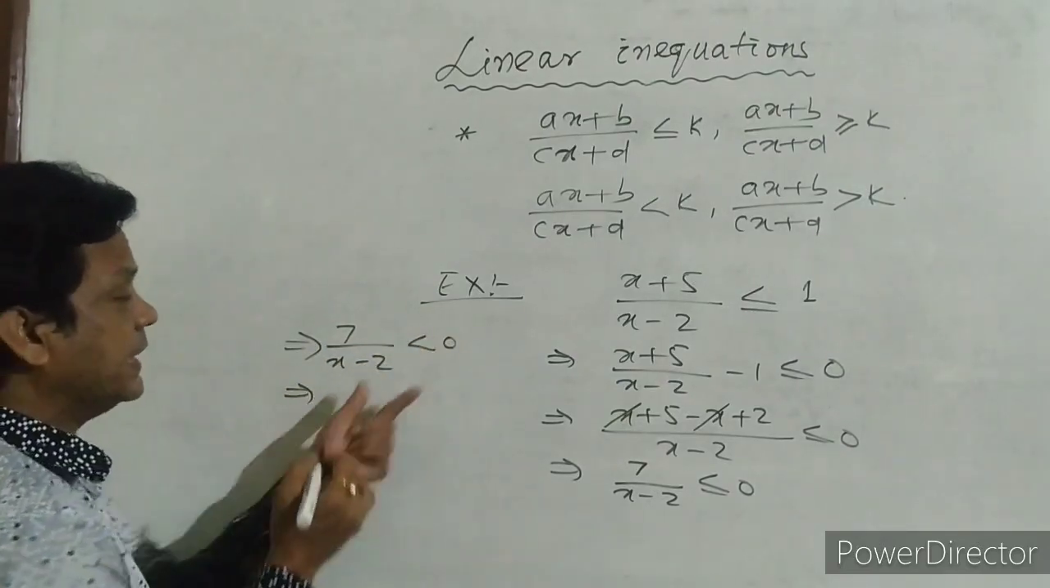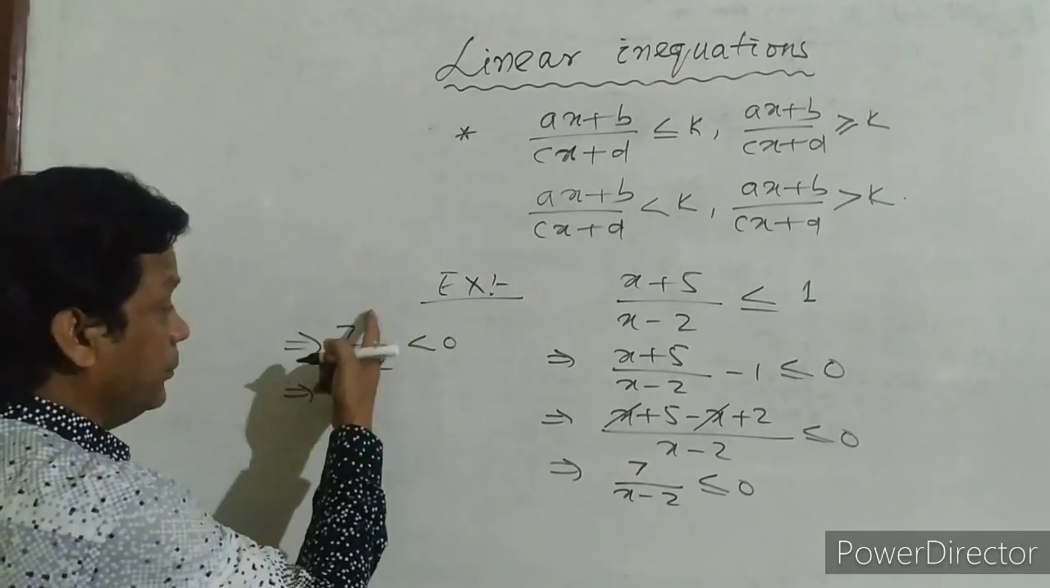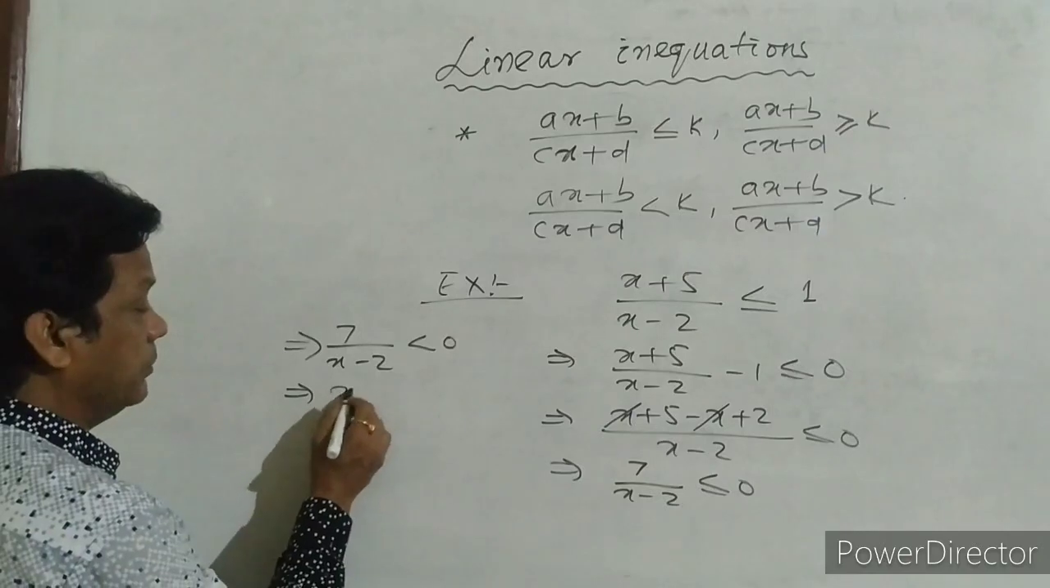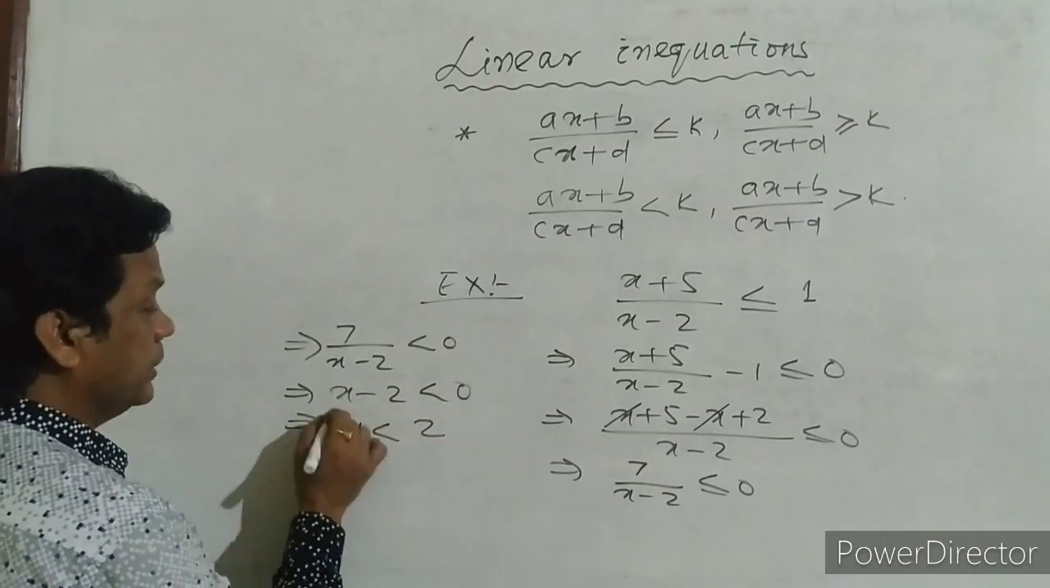And less than 0 means negative. And P by Q will be negative when P and Q are of opposite sign. Here the numerator is positive, so x minus 2 must be negative. x minus 2 is less than 0. That means x is less than 2. So this is the answer.